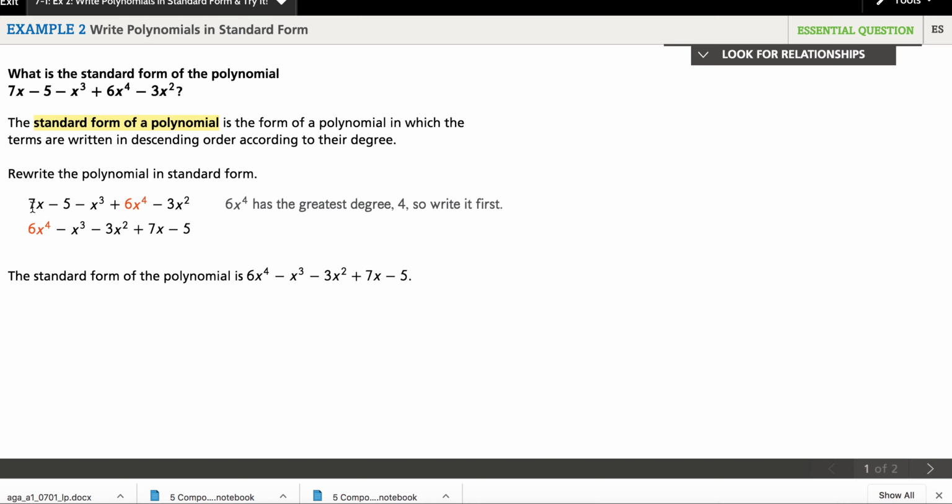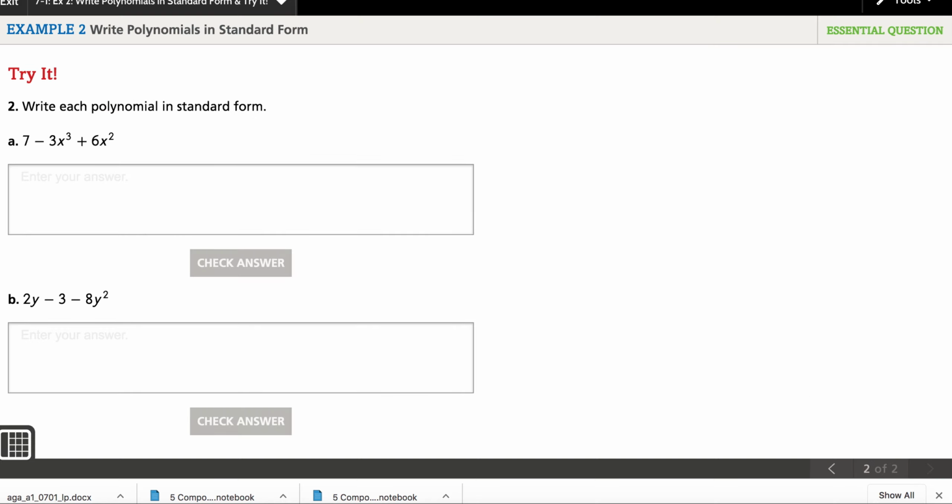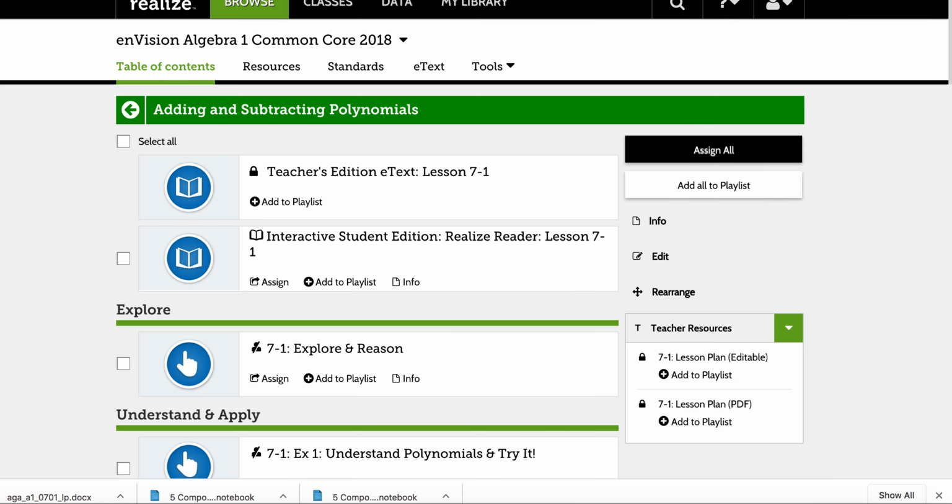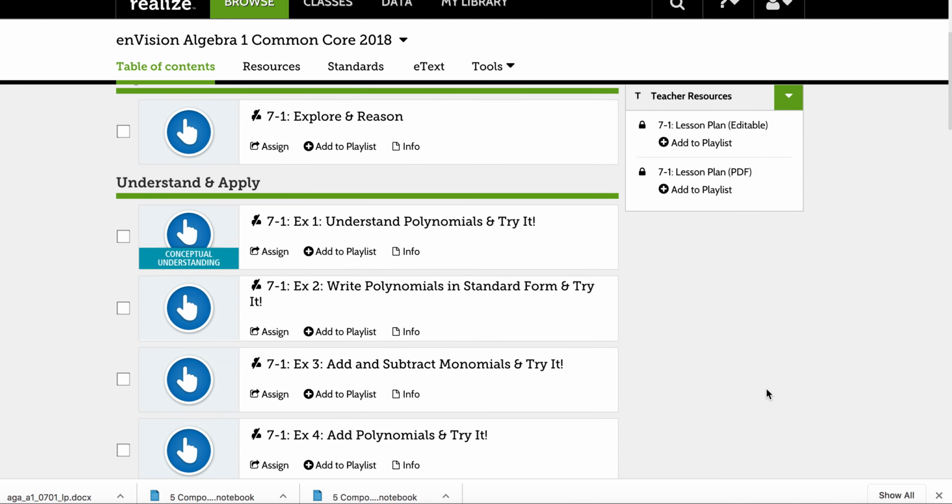And we put 7x, 7 times x, where x is in the 1st power, and then we bring down the constant. So the standard form of the polynomial is 6 times x to the 4th power minus x cubed minus 3 times x to the 2nd power plus 7x minus 5. Pay attention to how to write this in a standard form. Okay. All right, this is going to be for you guys to solve, so I'm not going to go over that. Now, let's do example 3.